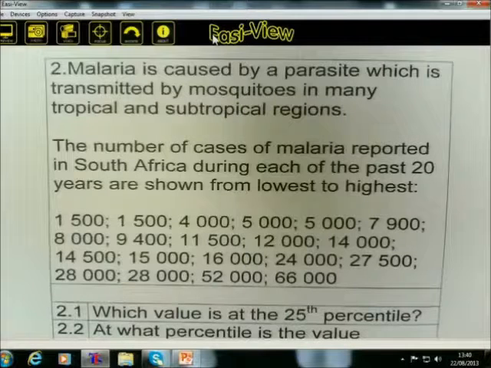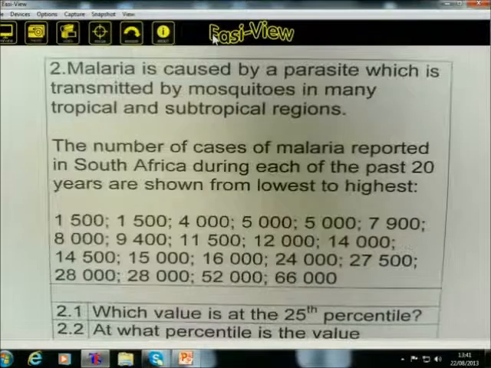The number of cases of malaria reported in South Africa during each of the past 20 years are shown from lowest to highest. Okay, that is our data, the number of malaria cases reported for 20 years. So our data is also arranged from lowest to highest.